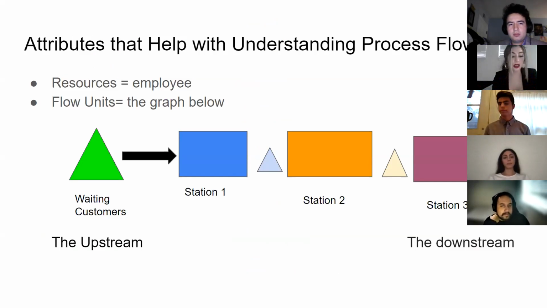One of the key words on the top is resources, which they like to use just to better understand the process flow. The resource is the employee. That's what they're called. The flow units is the actual graph below. The upstream is right there in the beginning with the green triangle. That is the beginning of the flow, and then the downstream is the end. And just for reference, flow units are the journey from input to output. That's just a quicker way to think about it.